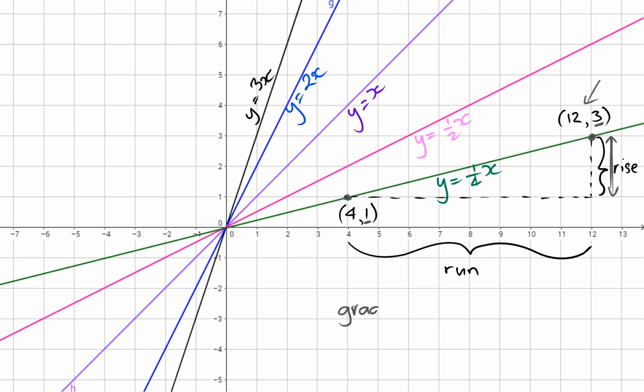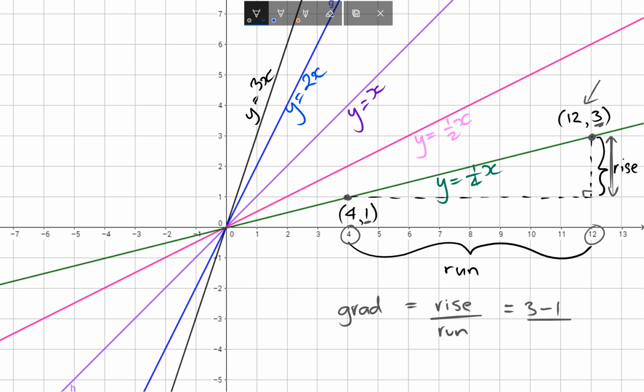So if gradient is equal to rise divided by the run, and using this right-angled triangle here, numerically, if I work that out, the difference between those two y values in the coordinates, so 3 minus 1, divided by the run, which is the change in the horizontal. So that would be 12 minus 4. You can see that from the x values of the coordinates, 12 minus 4. So that's over 12 minus 4.